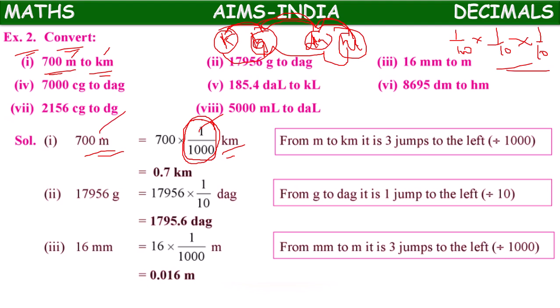So meter can be converted into kilometer if we keep 1 by 1000 in front of it. How are we able to replace? Because of these 3 steps, 1 by 10 into 1 by 10 into 1 by 10, which is 1 by 1000. We can keep the value and change meter into kilometer. So 700 into 1 by 1000 kilometer. 0, 0 cancel, 0, 0 cancel. 7 by 10, how much? 0.7 kilometer.